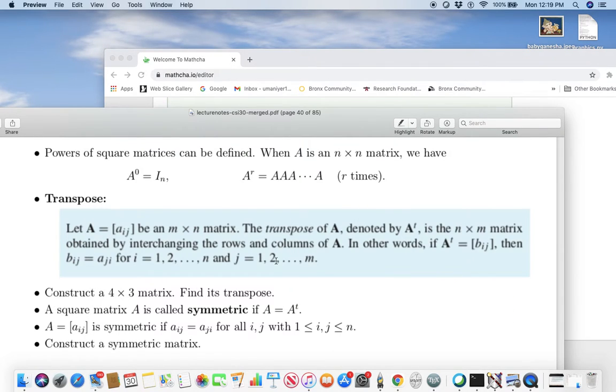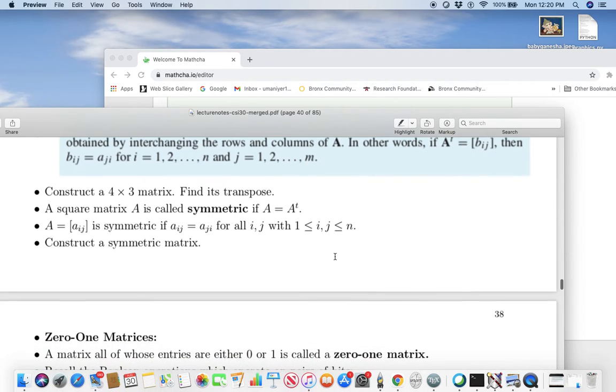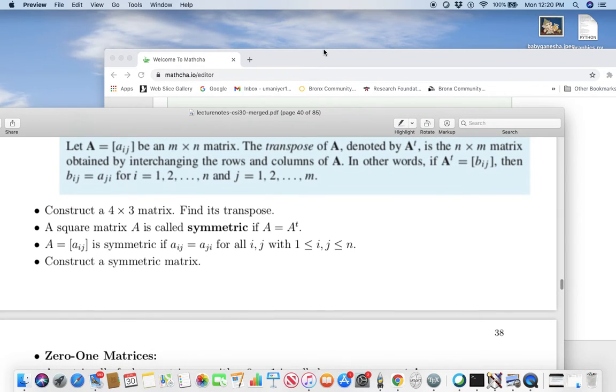Next, transpose. Transpose is a matrix. Let's read it. Let A be the matrix Aij, an M by N matrix. The transpose of A, denoted by A^T, is the N by M matrix, so M and N are interchanged, obtained by interchanging the rows and columns of A. In other words, let's construct a 4 by 3 matrix and find its transpose.